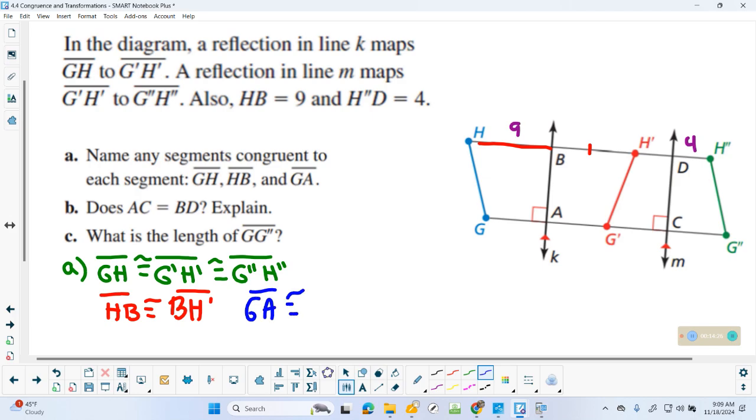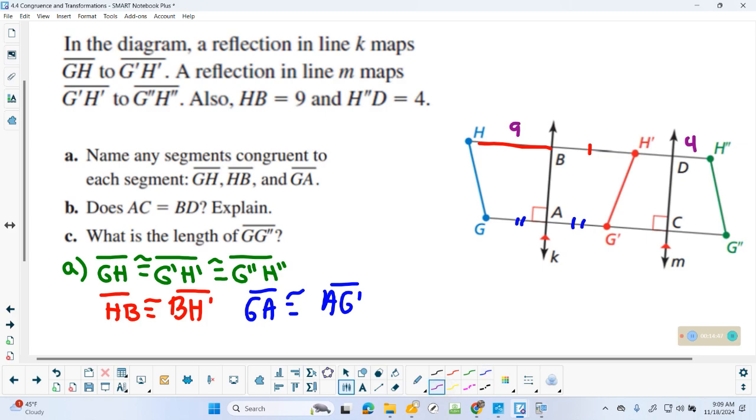Now, kind of the same spiel here. I'm looking at GA. I'm going to do a 2 blue on this. What is GA congruent to? A to G prime. They're the same distance, just on the opposite line. So let's put a segment symbol here. Got it. All right. That was only part A.